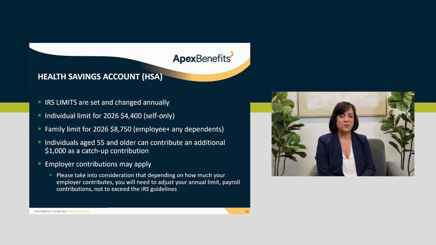Individuals over the age of 55 can contribute an additional $1,000 as a catch-up contribution. Now, the IRS's thought process on this is as we get closer to Medicare age, that age 55 to 65, we figure out that we really need to bank some more money into our HSA account for our retirement plan to help in those contributions. So the IRS has allowed us to put in an additional $1,000 so that we can catch that account up to help out with those retirement expenses. With that, an individual would be $5,400 this year as the limit if you're over the age of 55.